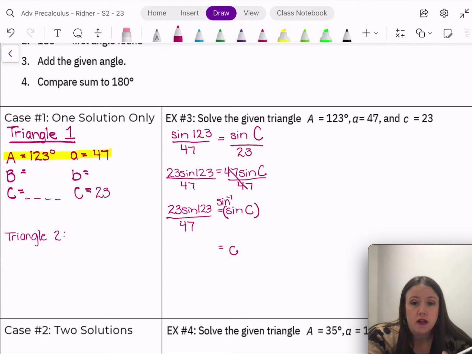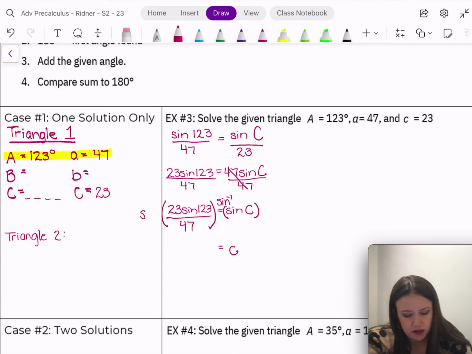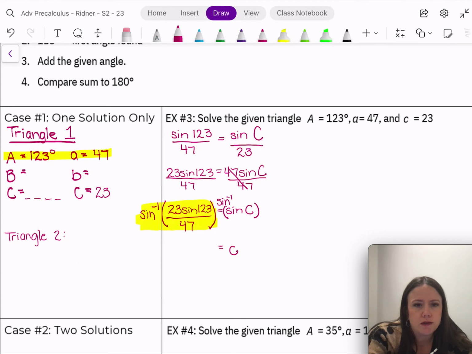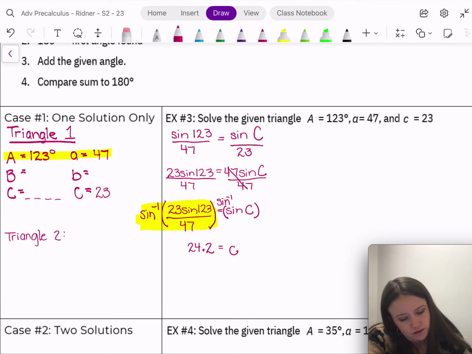Now, if we do something to one side of the equation, we must also do it to the other side of the equation. And this is what we're going to put in our calculators, making sure we're in degrees. And for this particular one, we get 24.2.